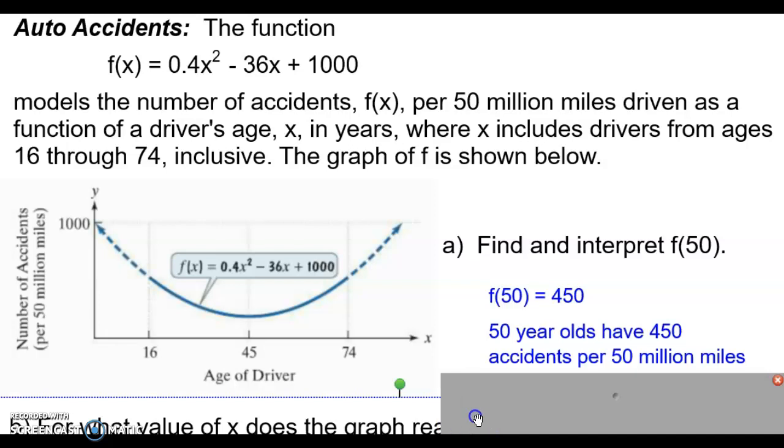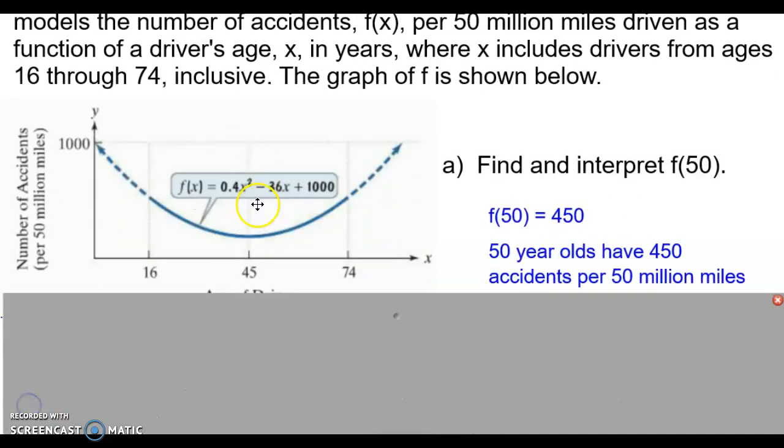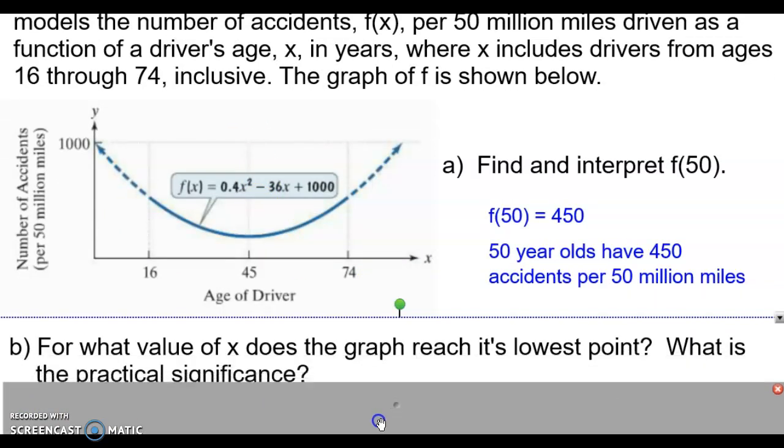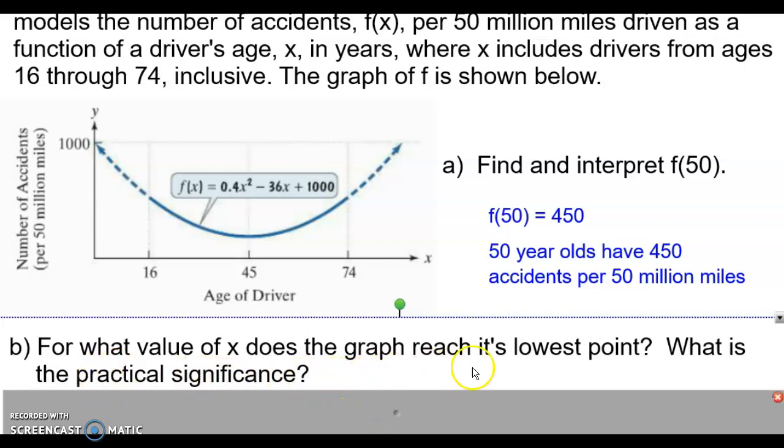All right, let me again try to hide my other answers here. And let's look at the next question. For what value of X does the graph reach its lowest point, and what is the significance of that? Here I can easily tell that it's right here is the low spot, right? It looks like at 45, it's turning. If I wanted to verify that, remember back in chapter 3, we looked at how do you find the vertex of a polynomial or a quadratic? You take the opposite of b divided by 2a, we would get 45.